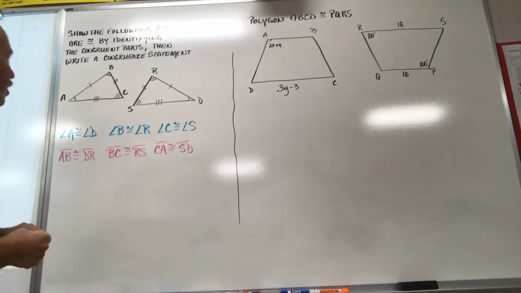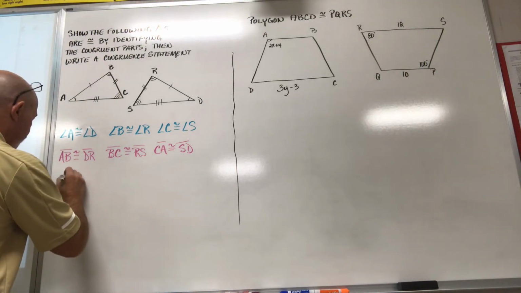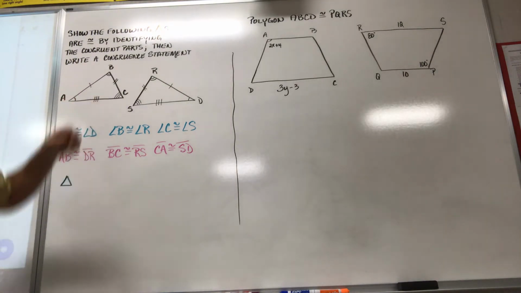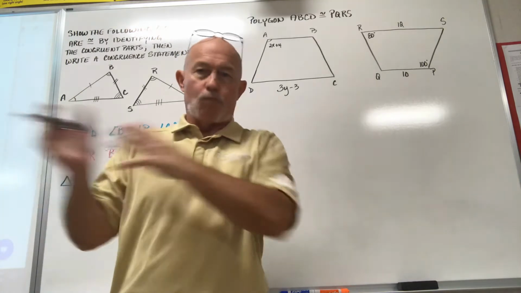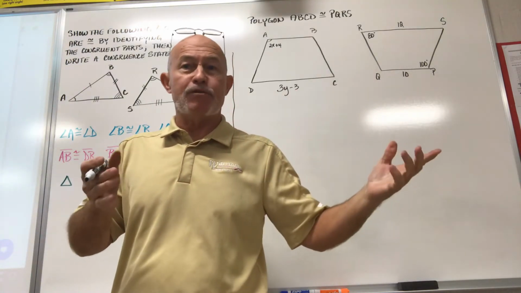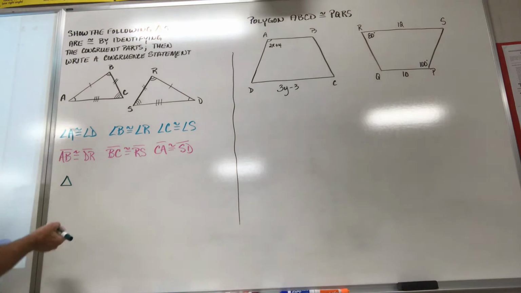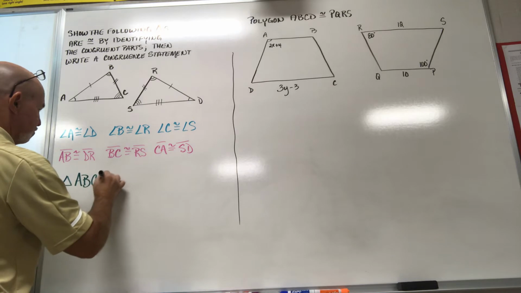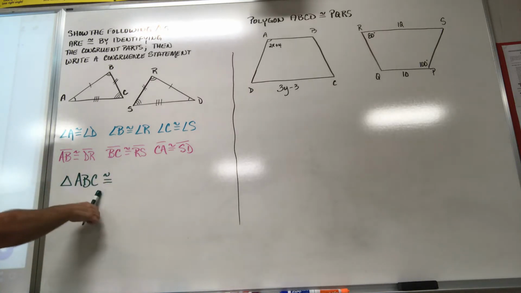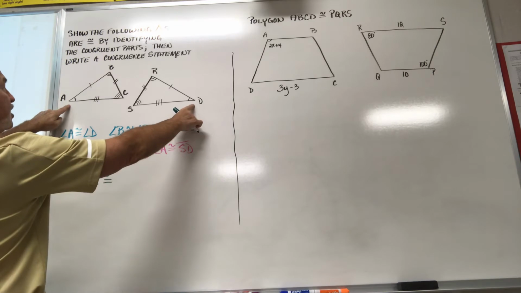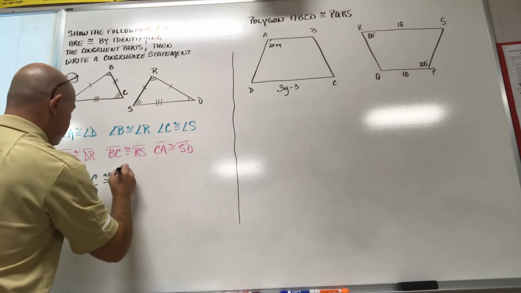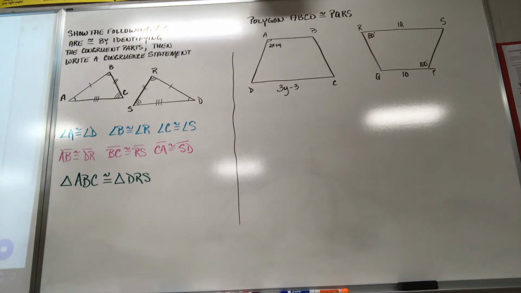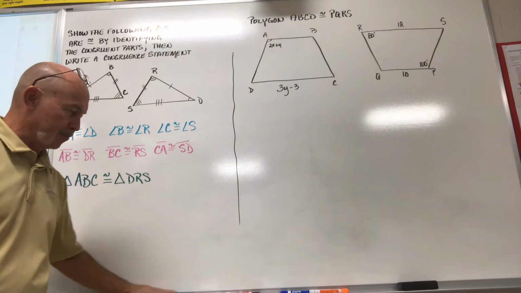Now, to write a congruence statement, however you want, start with one. I recommend writing one of the triangles out and then just matching the other to it. It's much easier. So if I just go ABC, that is congruent to triangle DRS. And you've completed your work for that problem.